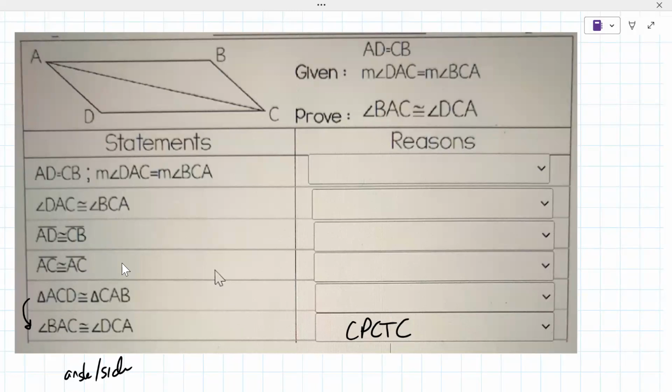All right. And then the reason for the first one is given. It'd be a good idea to go to the drawing and label. So AD congruent to BC, and angle BAC. Here's what I'm going to do: I'll use little letters here. X, Y, Z, P, Q, R.